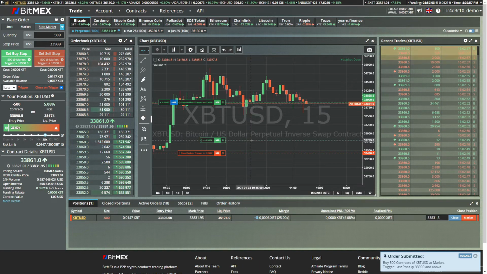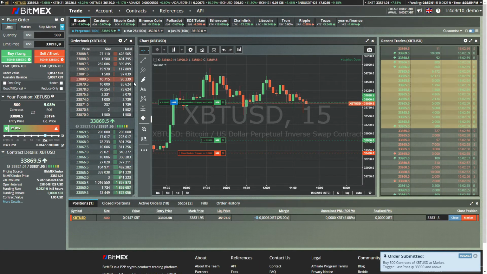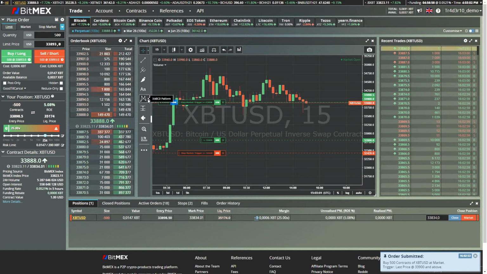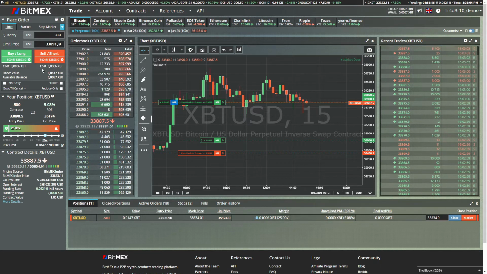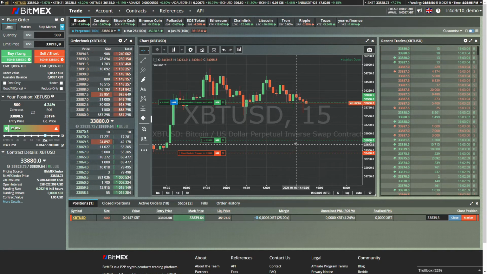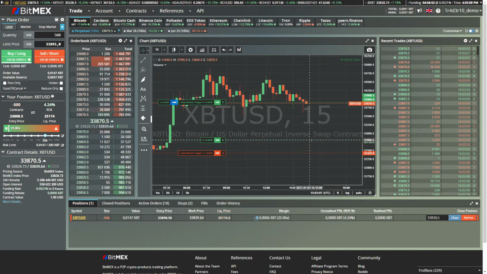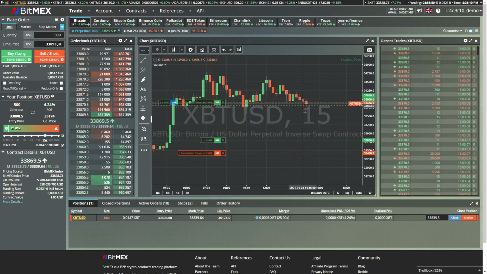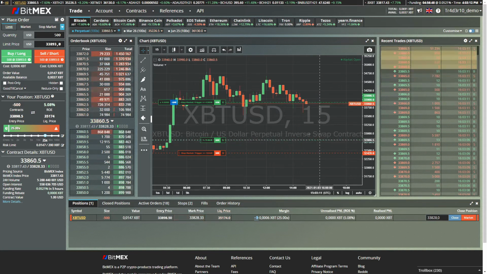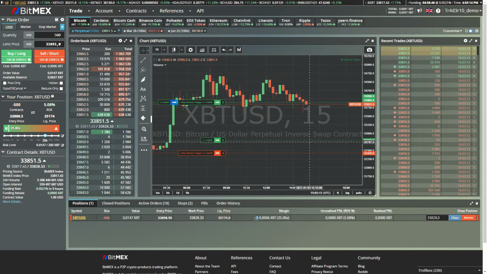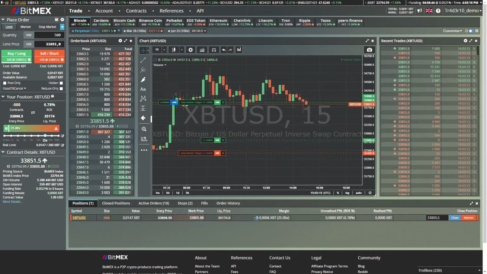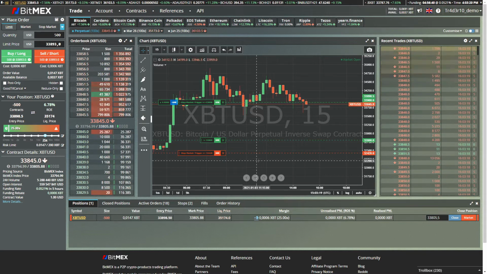I can also show another example with limit orders and market orders. If now I had a resting order down here, it will wait to get filled. If this one is getting filled, it will open a long. In this example, it will actually close my short.